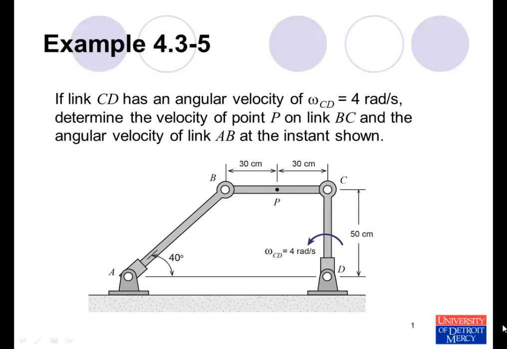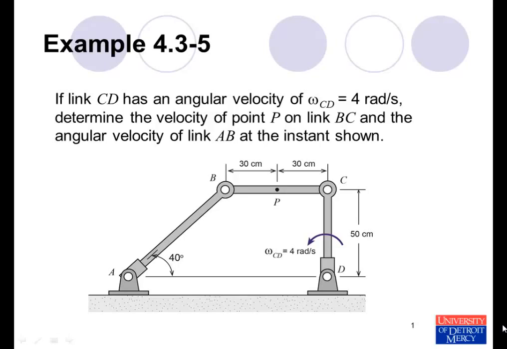This is example 4.3-5 from the text Conceptual Dynamics. The problem statement reads, if link CD has an angular velocity of 4 radians per second, determine the velocity of point P on link BC and the angular velocity of link AB at the instant shown.